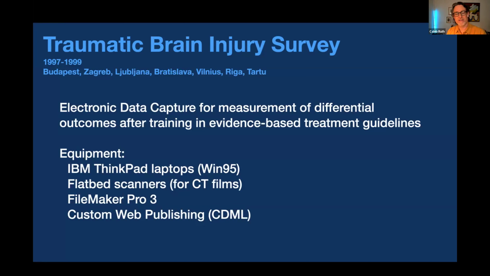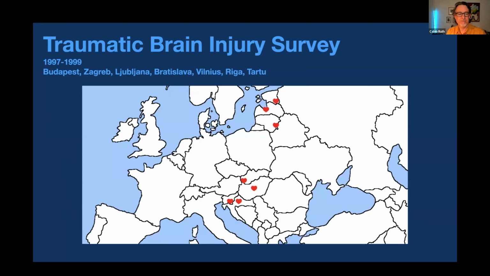But FileMaker Pro 3, right? That was where we were back in 1997. And CDML, who remembers CDML? I love that language. For those of you who don't know, CDML was FileMaker's, well, Claris back then, before it went to FileMaker. It was the Claris Development Markup Language, and it allowed you to make web pages that interacted with FileMaker. Quite the technology. I loved it too. Simple. Wasn't it awesome?